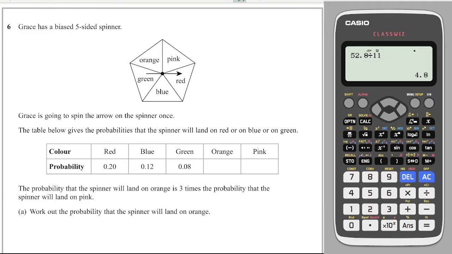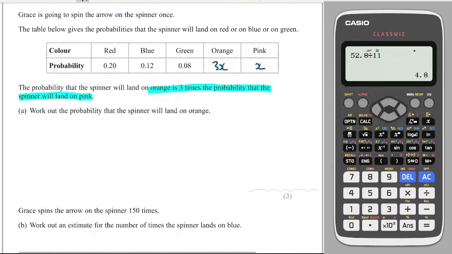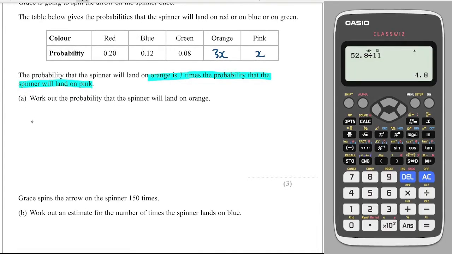Okay, let's skip to the most important part, and that is that orange is 3 times the probability that it will land on pink. So I could call orange 3x and pink 1x. And now what I can do is add the probabilities together, because I know that if I add all these probabilities, one of them will have to happen. So therefore, it must equal 1, must be certain.